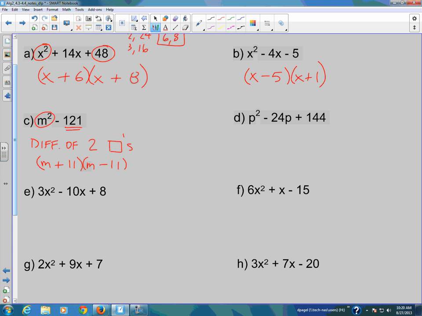Back over to a trinomial on D. Now we can have p and p. Here's one where I look at this and I recognize that it is a perfect square trinomial. Why? Because 144 is a perfect square that yields a root of 12. And if I were to take that 12 and multiply it by 2, I would get the 24 in the middle. Now, because the negative 24 is showing up there, I know that my factored form is going to look like (p minus 12)(p minus 12). And we often will just simplify that to be (p minus 12) squared.